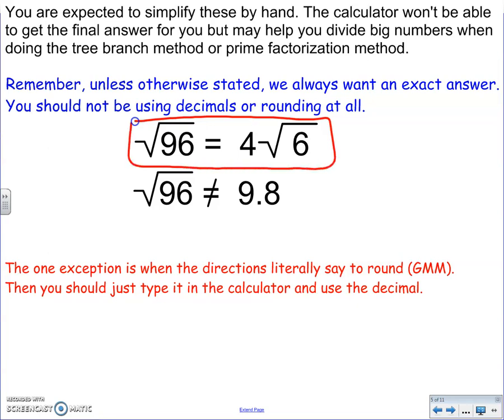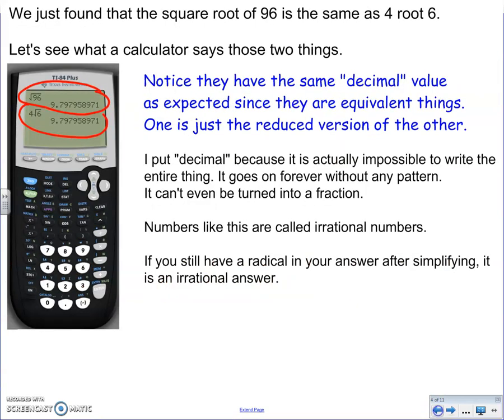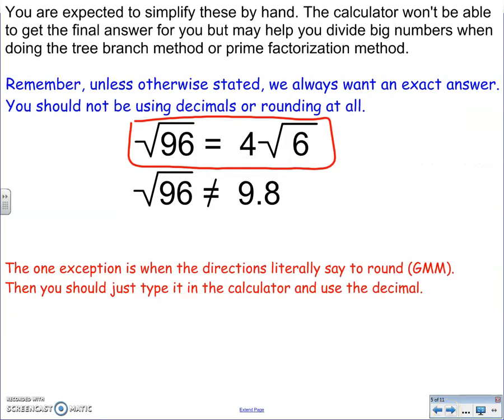Alright, if you tell me square root of 96 is equal to 9.8, that is wrong. Again, it's not 9.8, it's not 9.7, it's not 9.79. It goes on forever. You cannot list the number. So we want exact solutions.